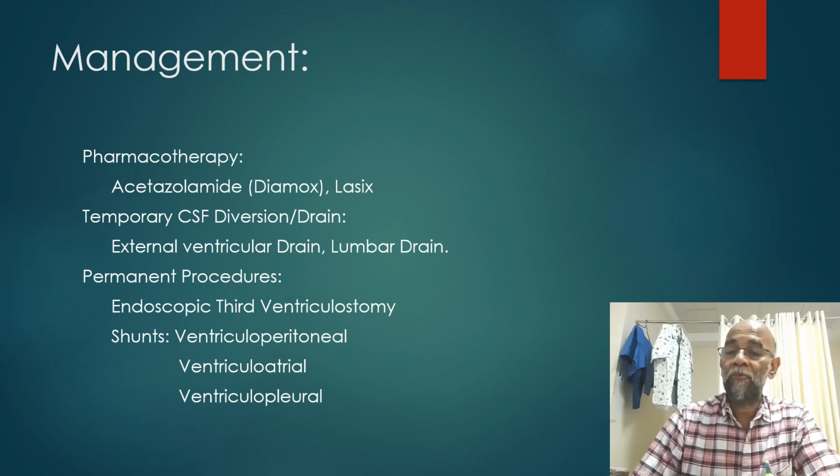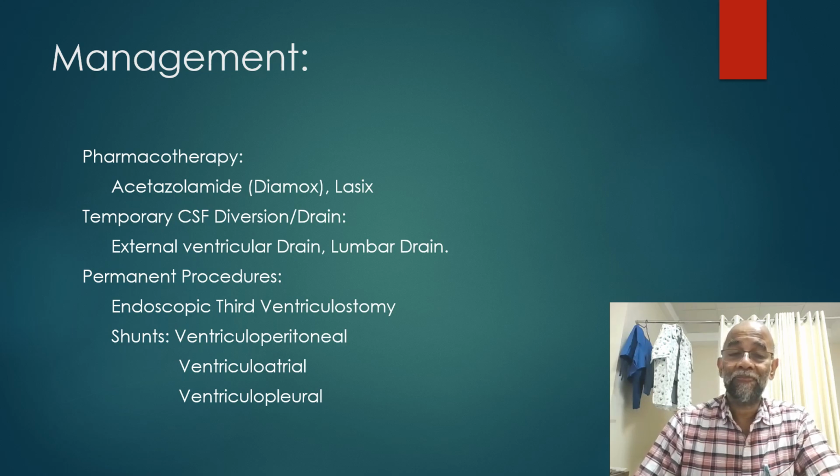Acetazolamide, popularly known as Diamox, and Lasix are often used for this purpose. Temporary CSF diversions might tide over a temporary block. For that, you use external ventricular drains. Intraoperatively, sometimes a lumbar drain may be used to decrease intracranial pressure. If there is hydrocephalus, this is often contraindicated because it might result in herniations.